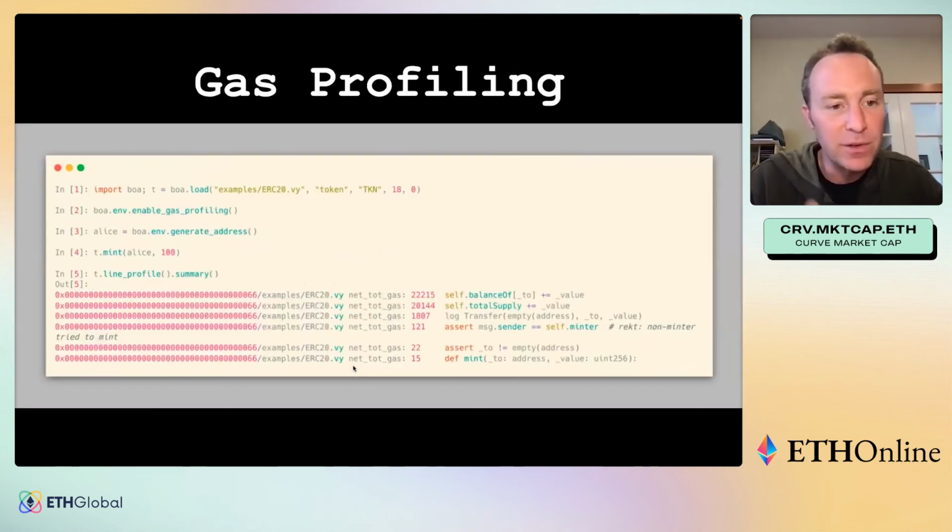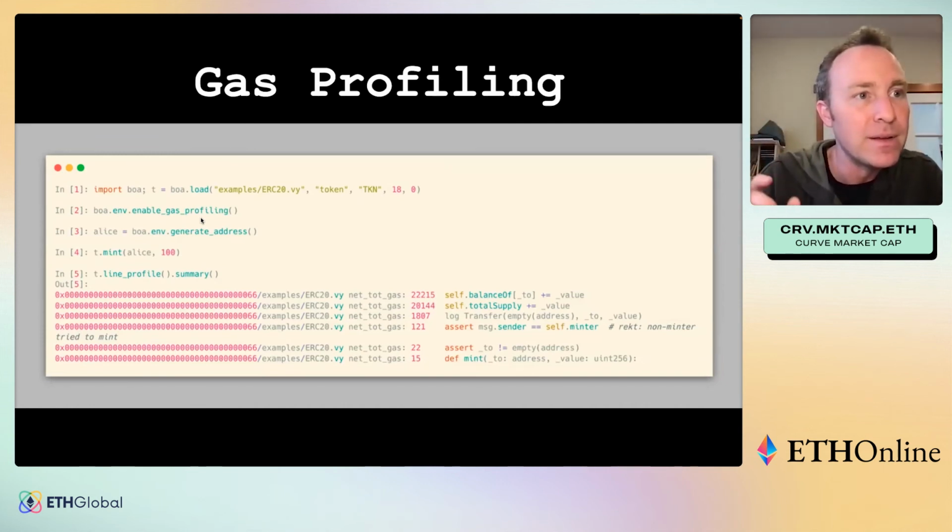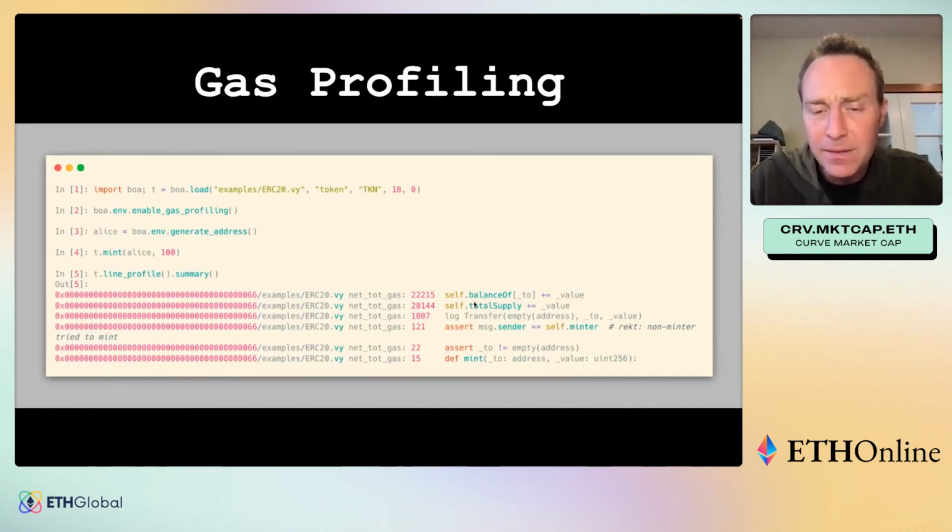Gas profiling is another really useful one. I showed how you could get function-level gas usage using Brownie or Ape, but if you want line-by-line gas usage, you can enable gas profiling and walk through the gas usage of every single statement on every single line.